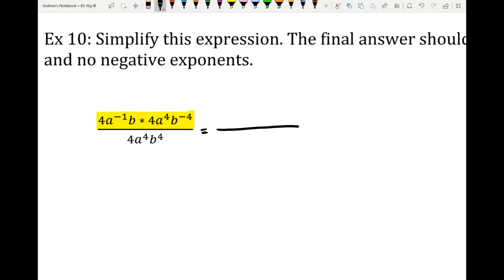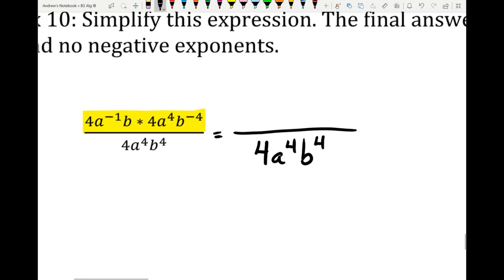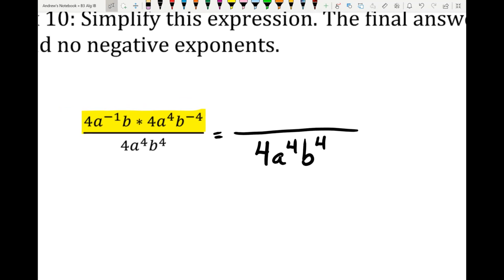I'm going to give myself a fraction. This 4a to the 4th, b to the 4th is going to stay on the bottom because we're not touching that yet. What I'm going to do is take the stuff that's highlighted and multiply that. So on the top, we've got this 4 that multiplies with this other 4. So that's going to give us 16.